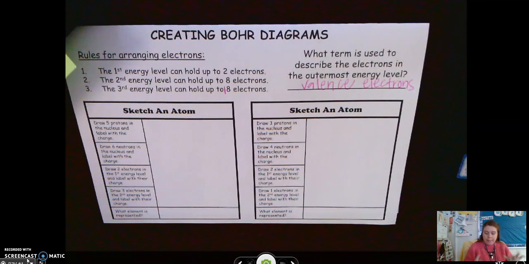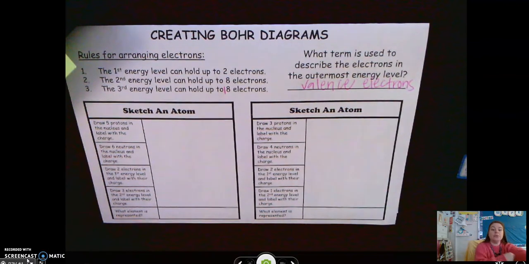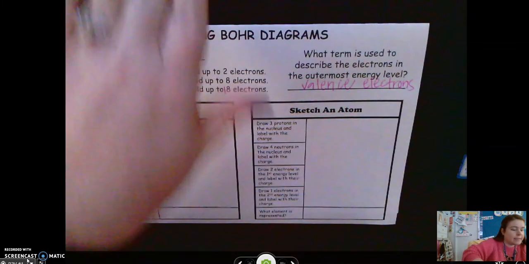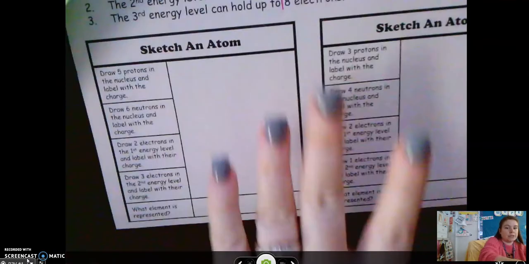So let's do a couple examples together. This first one gives you some specific things to draw, and it tells you where to draw them. So this is really helpful in having a couple models to practice with. I'm going to grab a couple colors so it's a little easier to distinguish these atoms from each other, and I'm going to move my camera a little bit closer so it's easier to see.